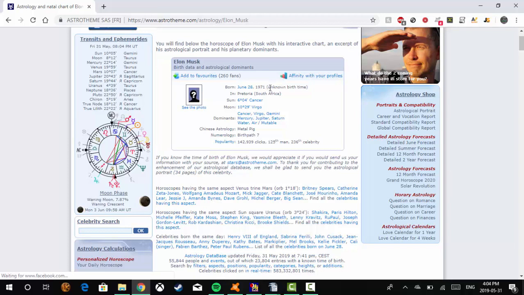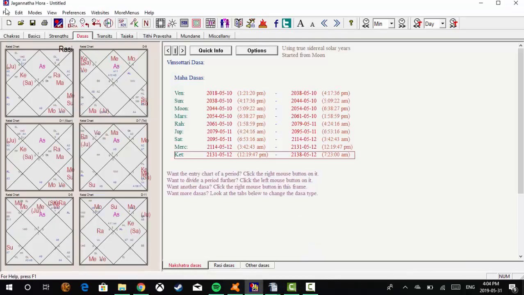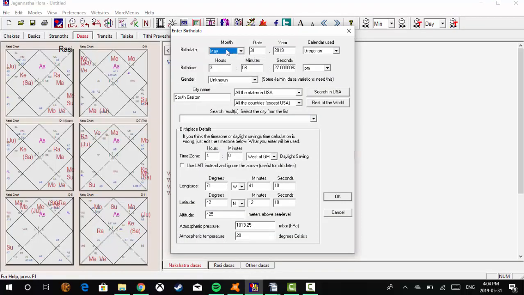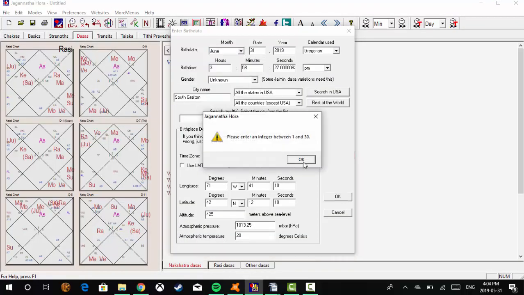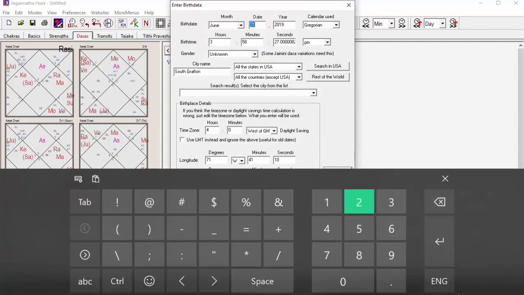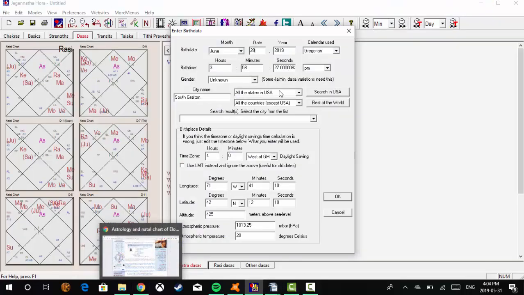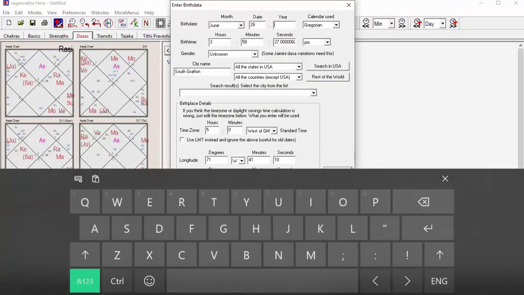Anyway, the birth time here is unknown. That's really what we wanted to find out. If we just wanted his date, we could obviously just wiki that, but they don't know his birth time. So then what we're going to do is open up your astrology software, and let's use the data. June 28, 1971.